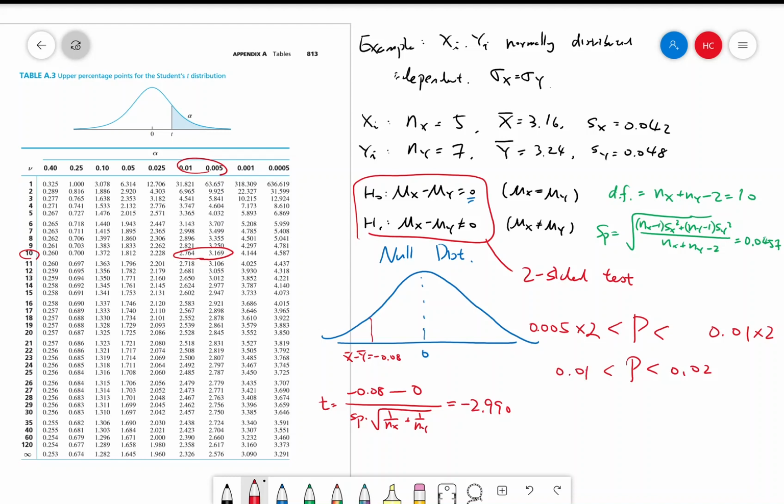In particular, p is still less than 0.05, so we can reject H naught at this level, so 5% level, and conclude that X and Y have different population means. All right, so that's it for section 6.7.